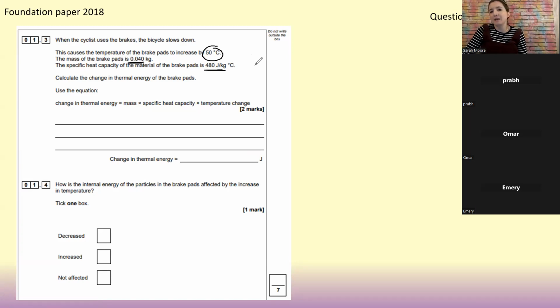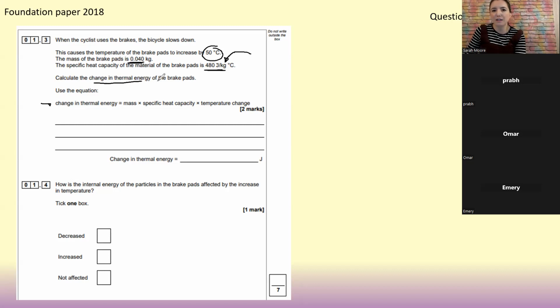Specific heat capacity tells us the quantity of energy that we need in joules to raise 1 kilogram of a substance by 1 degree Celsius. So in this case, we need 480 joules to raise 1 kilogram of the brake pad material by 1 degree Celsius. And the units give us some clue as to what is going on with specific heat capacity. Joules is energy, kilograms is mass, and degree Celsius is temperature. And we have an equation here to use, so that's great.